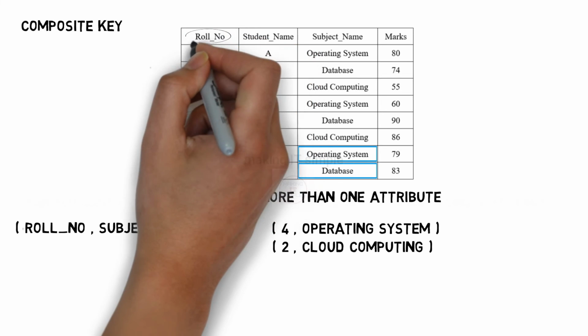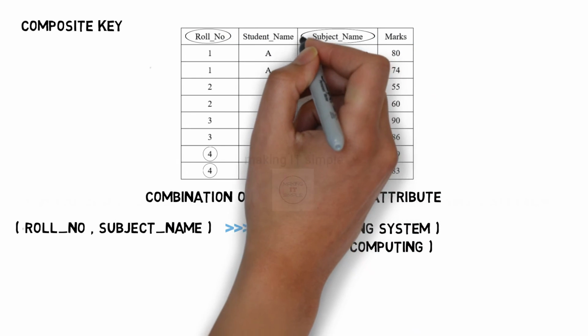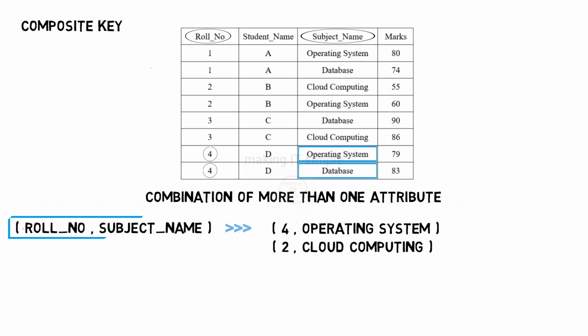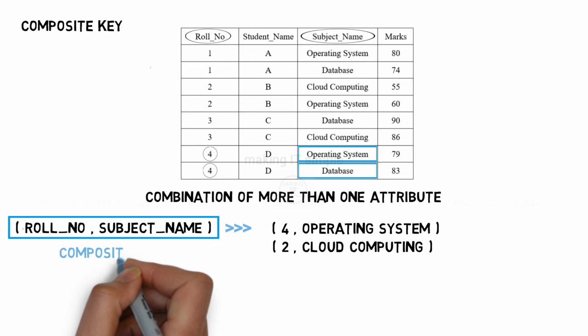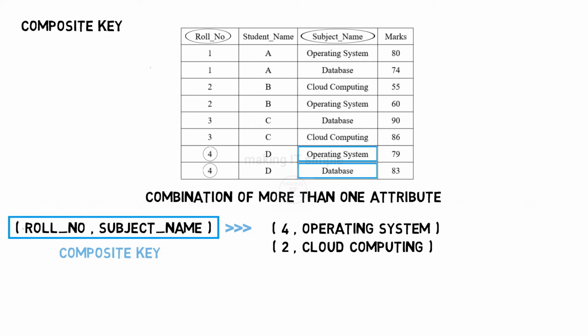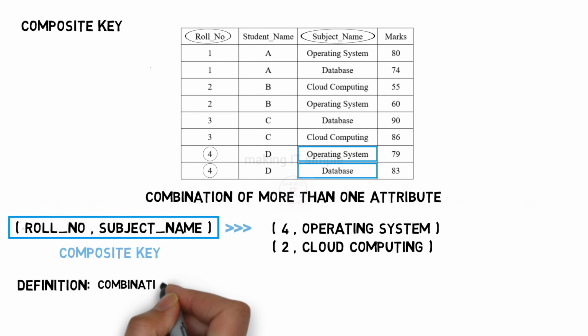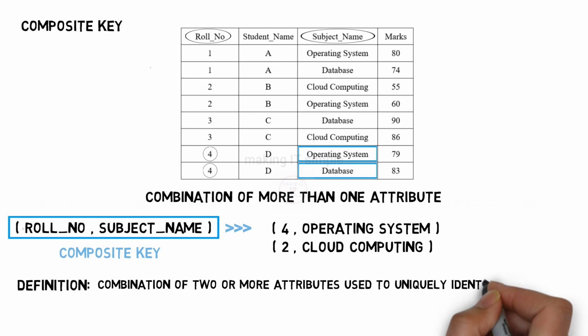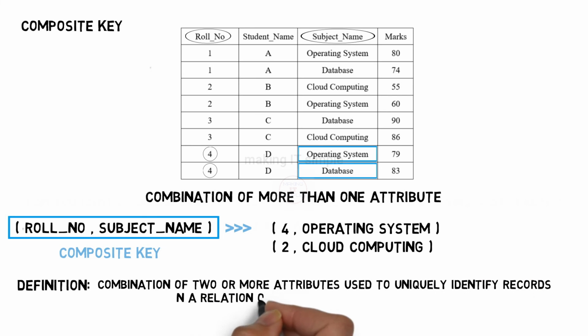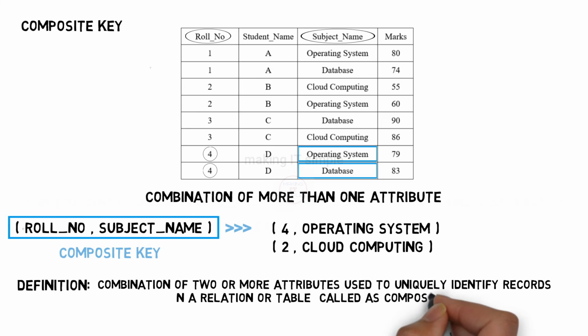If we consider them individually, there is redundancy. But if we use the combination, then we get unique values. So roll number and subject name together can become a composite key for this table or relation. This combination of two or more attributes used to uniquely identify records in a relation or a table is called a composite key.